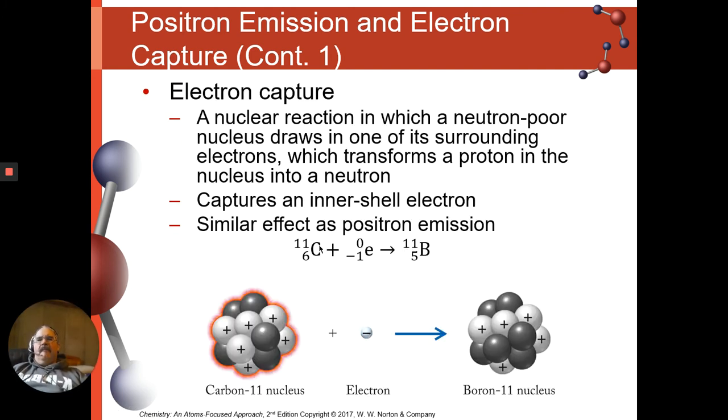Another mode of decay is what's called electron capture. And again, this is one that takes place in neutron poor isotopes such as carbon-11. Earlier, we saw carbon-11 undergoing positron emission. It could also undergo electron capture, in which an electron close to the nucleus is captured, and the electron combines with a proton to produce a neutron.